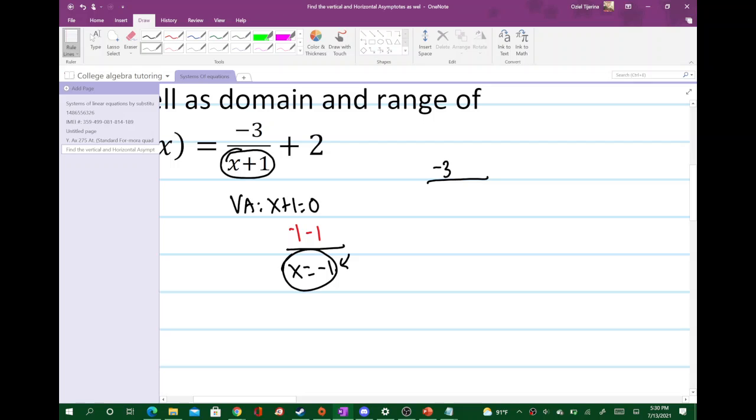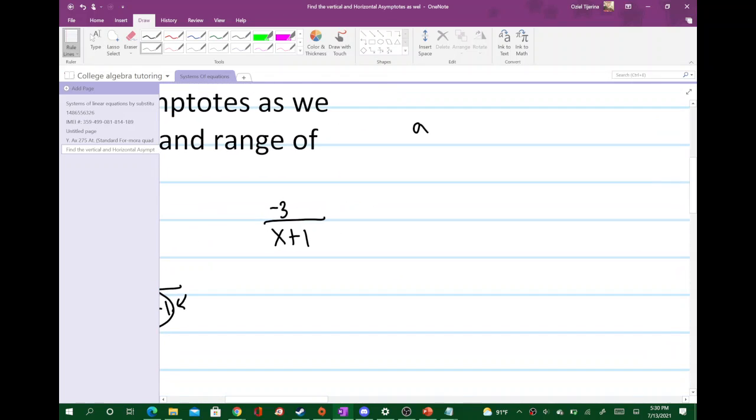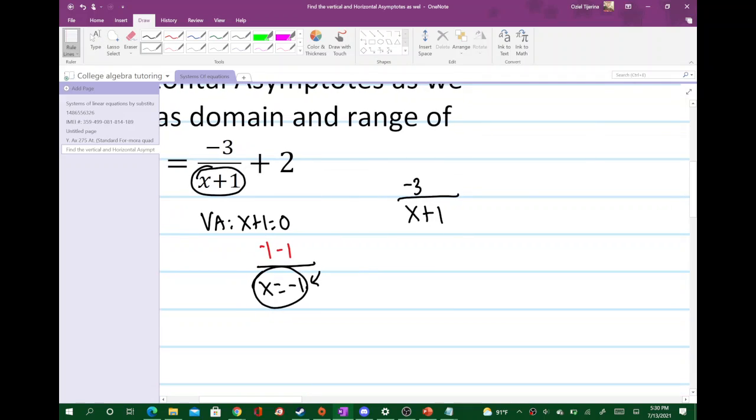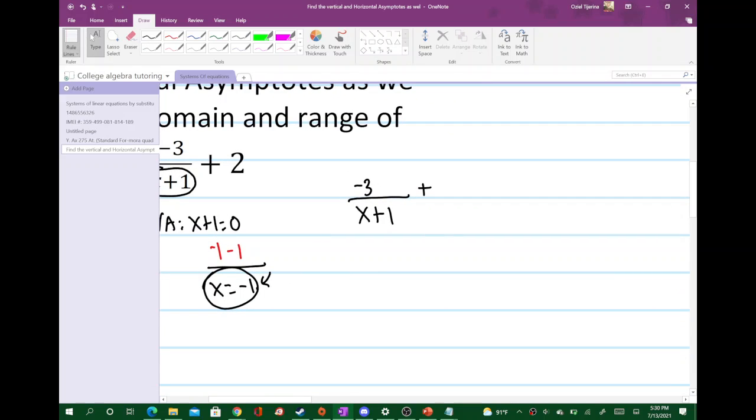Now, for your horizontal asymptote, you can go ahead and add both of these just to be safe, because anytime it's of the form ax plus b over cx plus d, or ax to the n over cx to the m, it really depends on what your powers are. So that's why I want to add both of these.